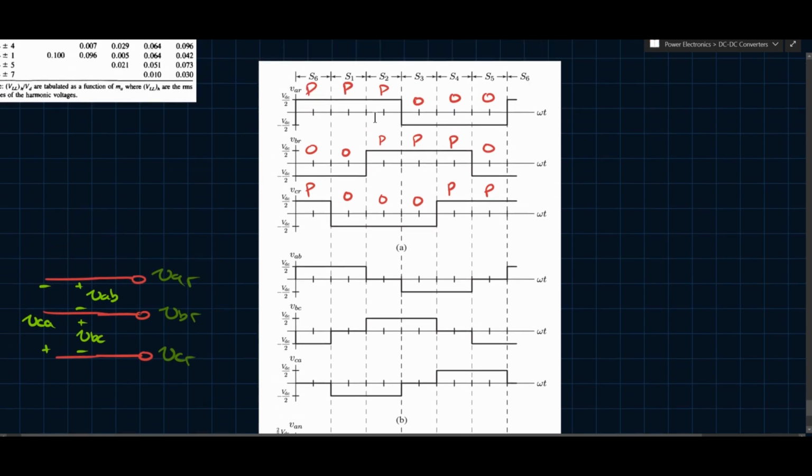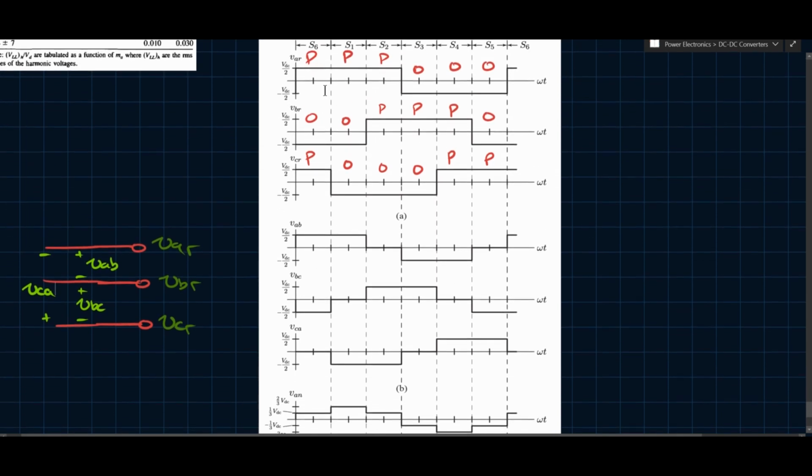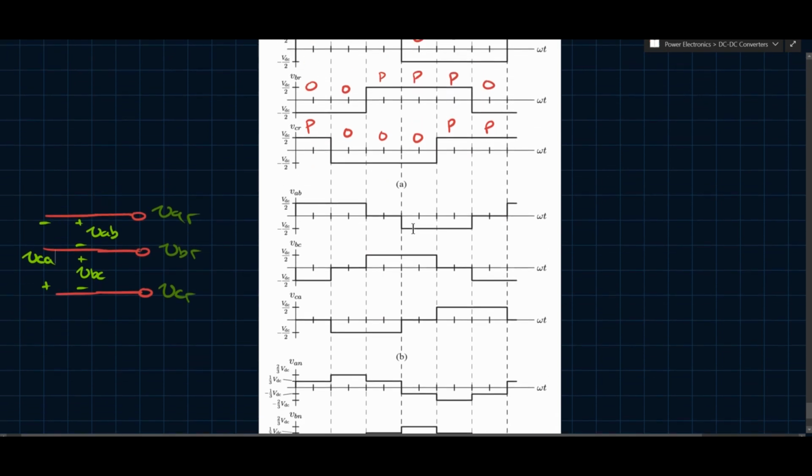So you just take the difference of these, and you can analyze these waveforms directly in each state and find out that when you take the difference of these, you'll get these waveforms here. Now we won't do that obviously because that'll take quite some time, but that's what you end up getting.